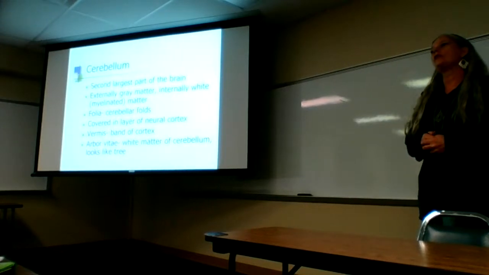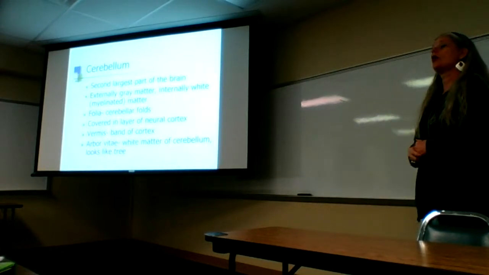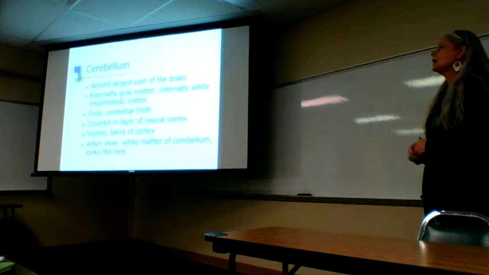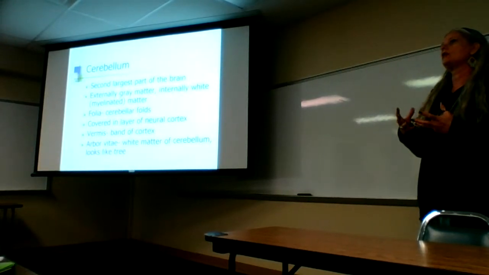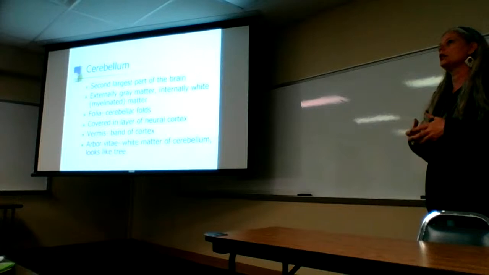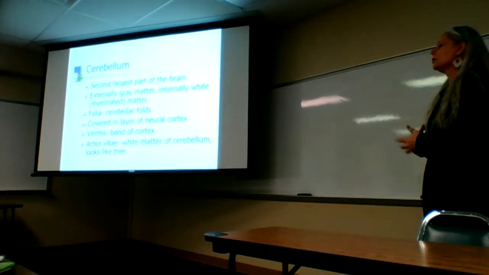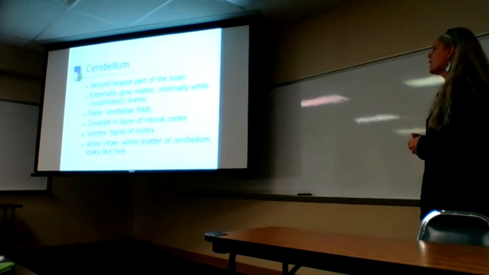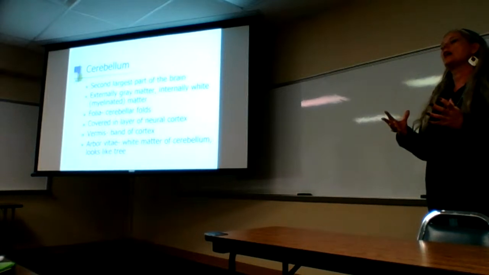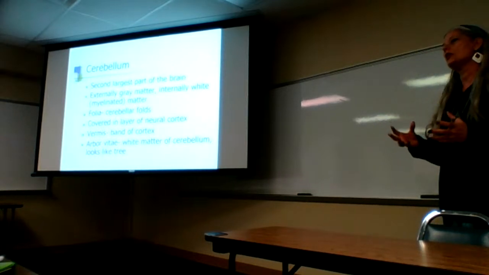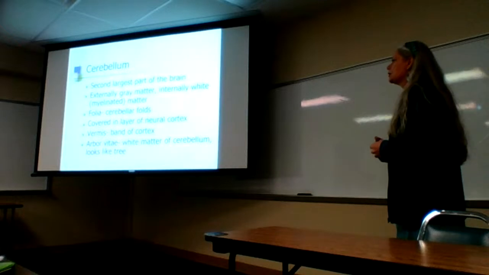The wrinkles of the cerebellum are called folia. And again, it gets that name because the white matter is called the arbor vitae, the tree of life. So somebody thought leaves on a tree. Folia would be the wrinkles that would be attached to the arbor vitae or white matter. Now, the neural cortex, again, is on the outside, so that's gray matter, neuron cell bodies, dendrites, unmyelinated axons.